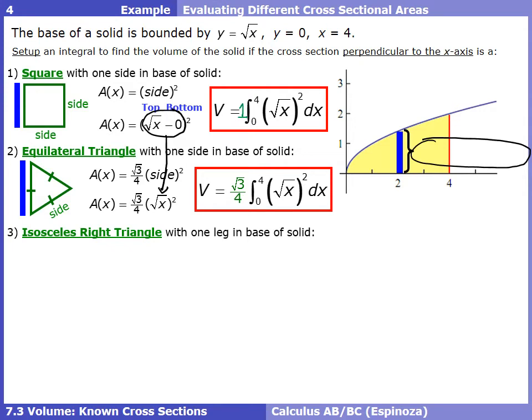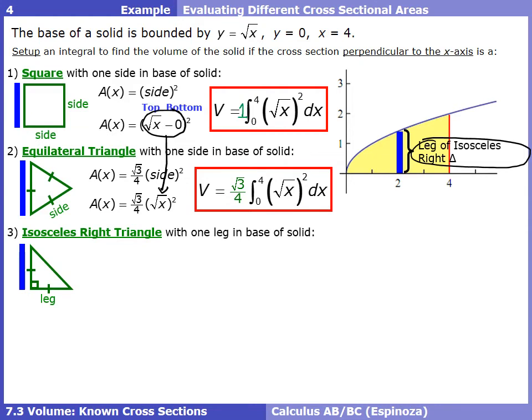Okay, now what if we had an isosceles right triangle with one of the legs in the base? So keep in mind, an isosceles right triangle has two legs that are the same, and then it has a hypotenuse that would of course be a different length. So in this case, we're putting one of the legs that has the same length in the base of the solid. If you imagine taking one of those isosceles right triangles and ripping it out of that 3D solid, our representative rectangle wouldn't correspond to the hypotenuse, it would correspond to one of the legs, because that's what's being stuck into the base of this yellow area that we have here.